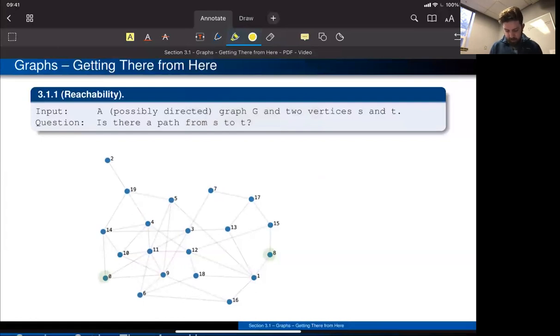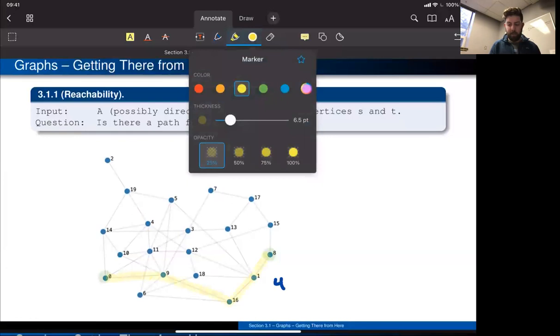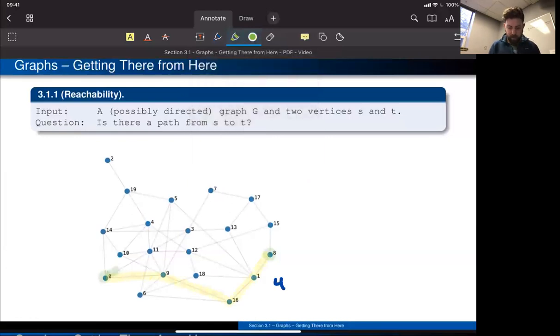I can do what? The 0 to 9 to 16 to 1 to 8. That particular path has length 4. I could also do what? I think the other one that I have sketched out is I can go to 11. I can then go up to 3 maybe, and then over to 13, up to 17, and then down. That particular path has length 6.